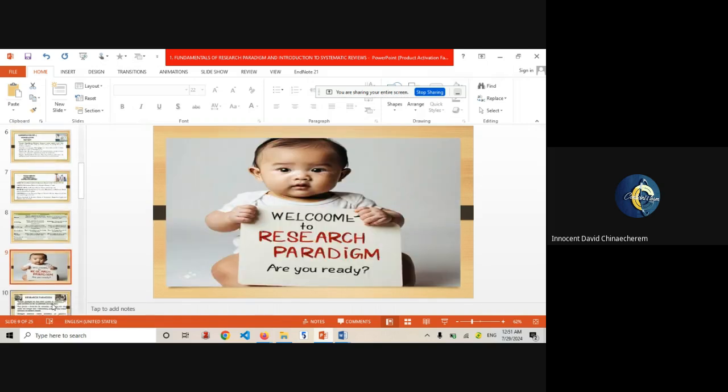All right, so this is a 4-month-old baby who is really passionate. She wants to introduce us to the major core aspect of this training, which is research paradigm. I'm sure we are very much ready to understand what research paradigm means.